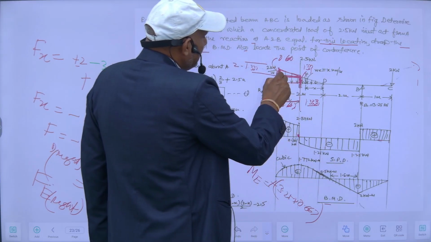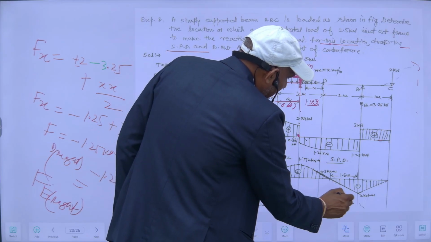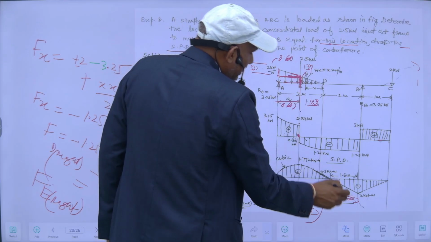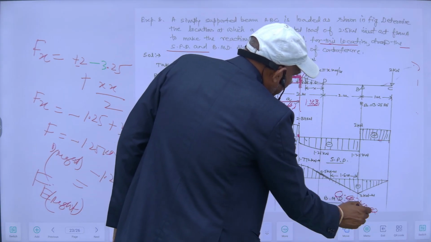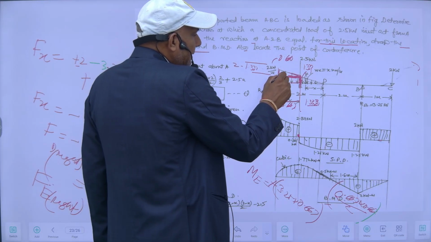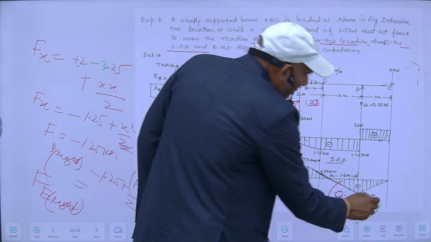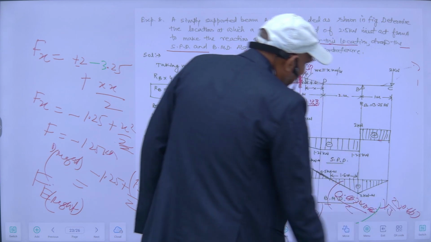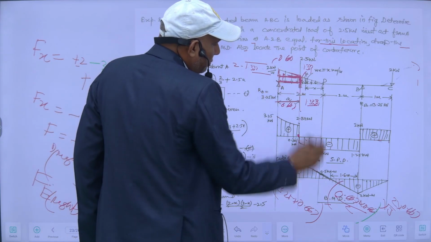This will be 0.667. 0.667 into, this is 0.667 also, divided by 2. That will be the area of this triangle, and it will act at a distance of 2 by 3 of this one into 2 by 3 of 0.667. So this will be hogging, and again because of this triangle, this will also be hogging.